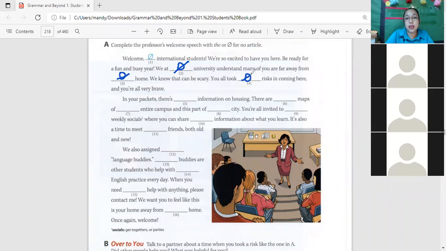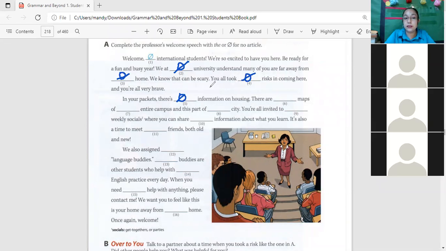Incoming, and you're very brave. In your packets, there's the information of housing. Let's check. Is information countable or uncountable? Uncountable. So is it necessary to use an article? No. Okay, so we don't write anything in that part. There's information of housing.